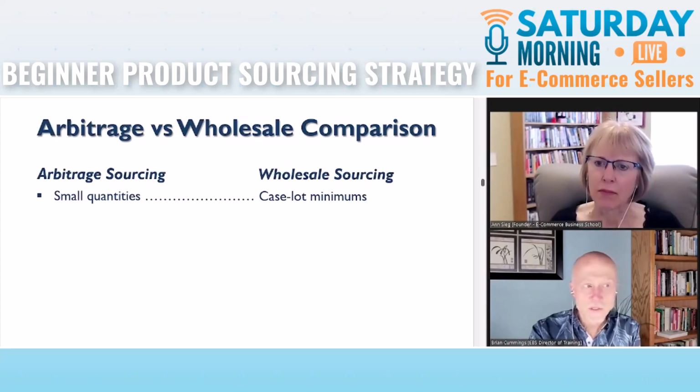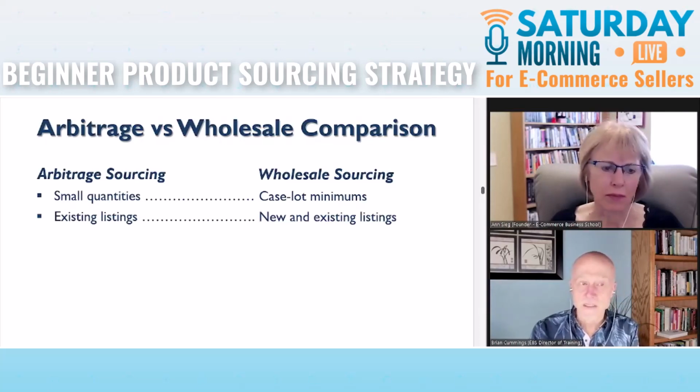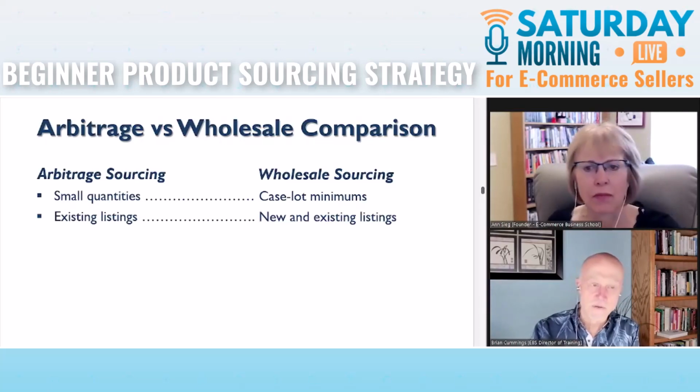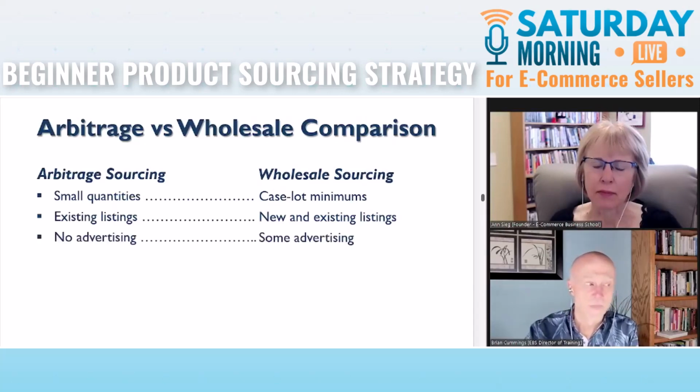With wholesale sourcing, a little more risk here, a little more investment because they generally have case lot minimums. With arbitrage sourcing, you're always doing existing listings. You're looking at Amazon first for products that exist. And if it doesn't exist, you just pass that by. Wholesale sourcing, yes, we want you to do existing listings, but you do have the option of bringing a new product to Amazon that hasn't been there before. So that is possible with wholesale sourcing.